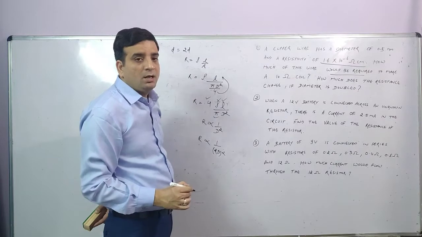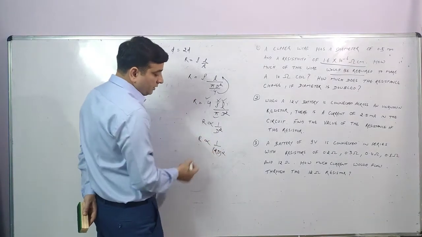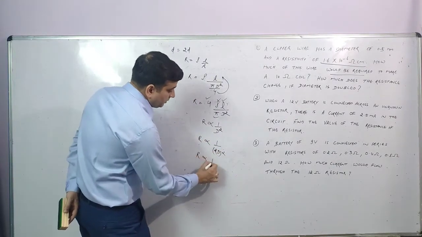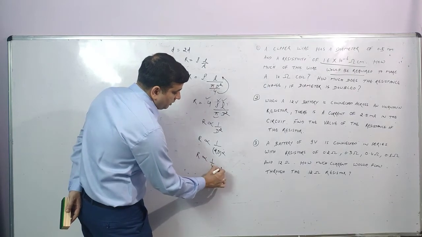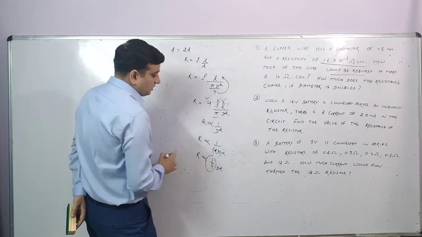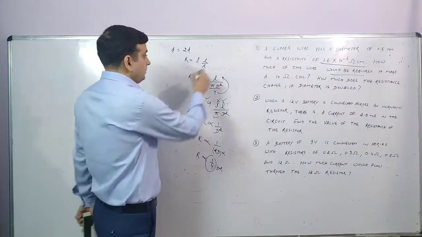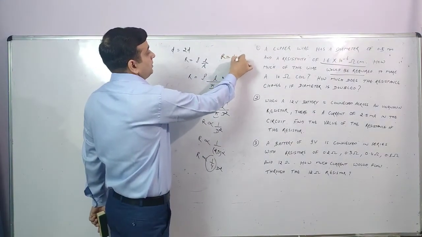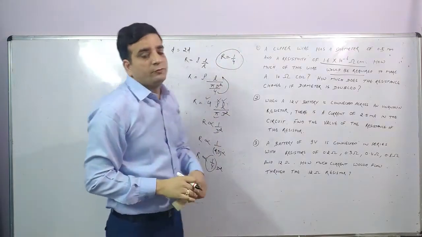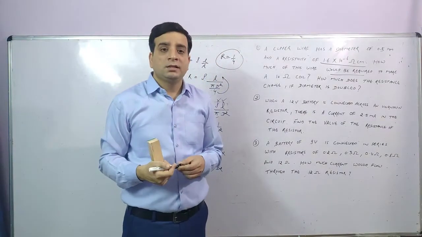The diameter जो है वो क्या हो गया? डबल हो गया. पहले d था, अब कितना हो गया? 2d. So after solving this, you will get 1 by 4 d square. So resistance value will be decreased by 1/4. Means resistance जो आएगी वो कितनी हो जाएगी? 1/4. So I hope this numerical is clear to everyone.